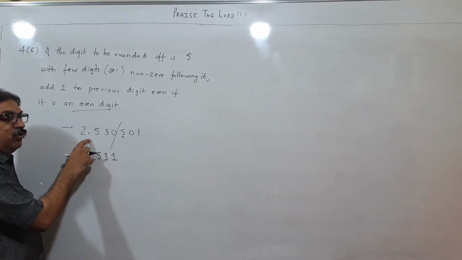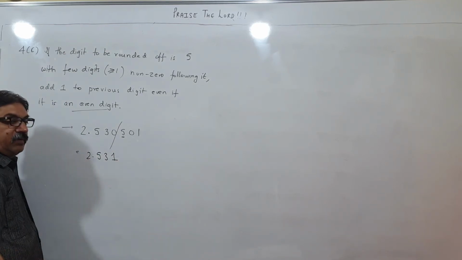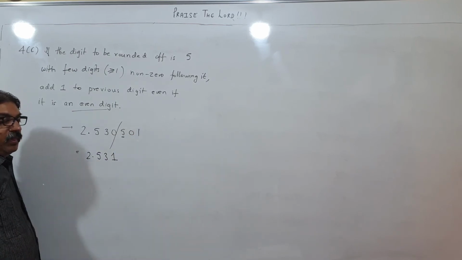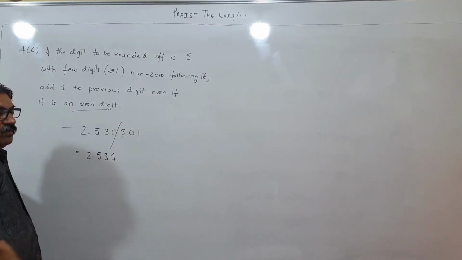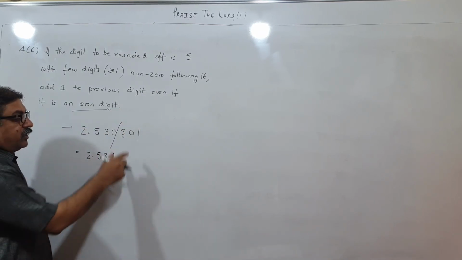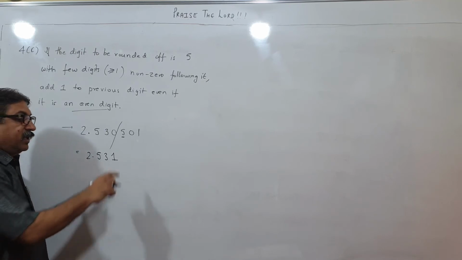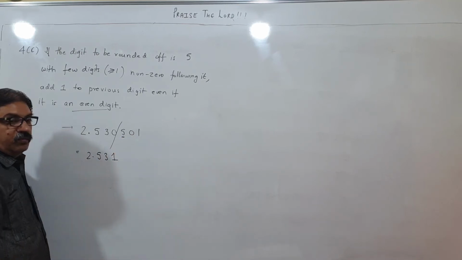So here the answer will not be 2.530, the answer will be 2.531. Please take care. Because whatever digits are to be rounded off, you are asked to round off up to 4 digits. That means you have to get rid of these numbers. So whatever digits are to be rounded off, in those digits 5 is included. So first see that after 5 there are a few digits which are non-zero.